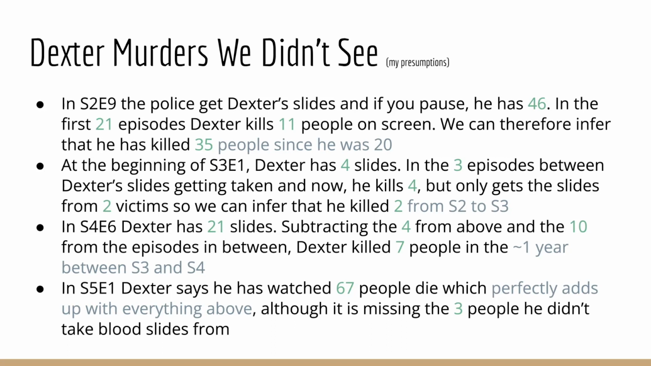And in season 5, episode 1, Dexter says he has watched 67 people die, which perfectly adds up with everything above. He has 67 blood slides at this point, except it does not include the 3 people he did not take blood slides from, which, as I said, are the 2 drug runners and Oscar Prado, who is innocent.